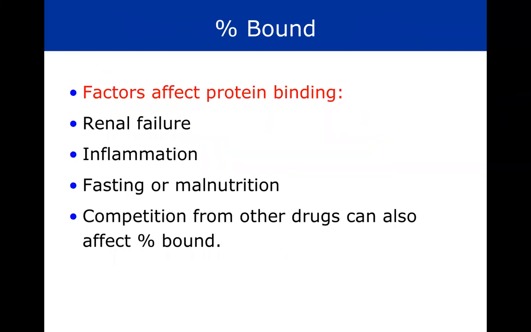The percent of the bound part depends on several factors. In renal failure, there is a decrease in the percent of bound drug. In inflammation, there is an increase in the percent. In fasting or malnutrition, there is a decrease. Competition from other drugs can also affect the percent of bound drug.